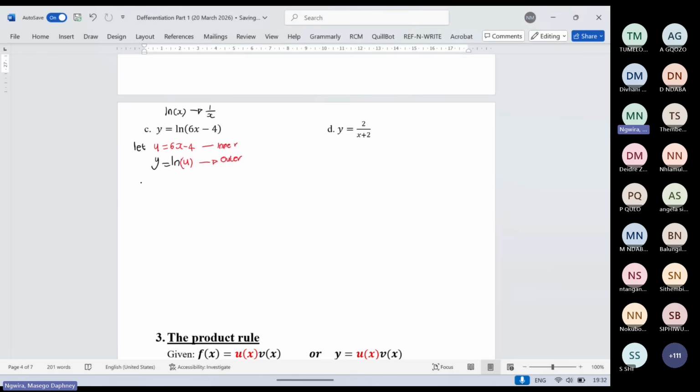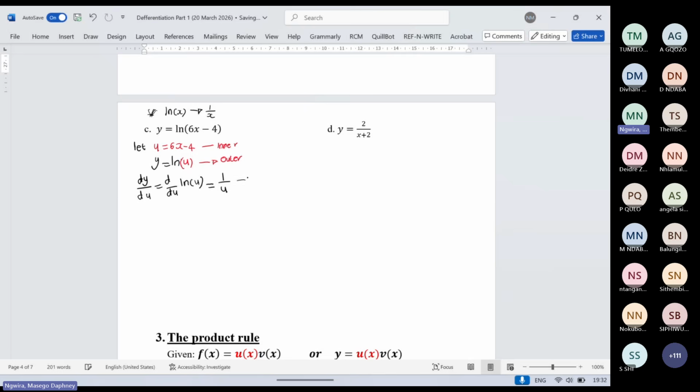So it's going to be dy. Now we are differentiating the outer with respect to u. This will be the differentiation of ln. I said the differentiation of ln becomes 1 over, so this will be 1 over u. That's the differentiation of ln. Now we're doing the differentiation of the inner. This was just for the outer.